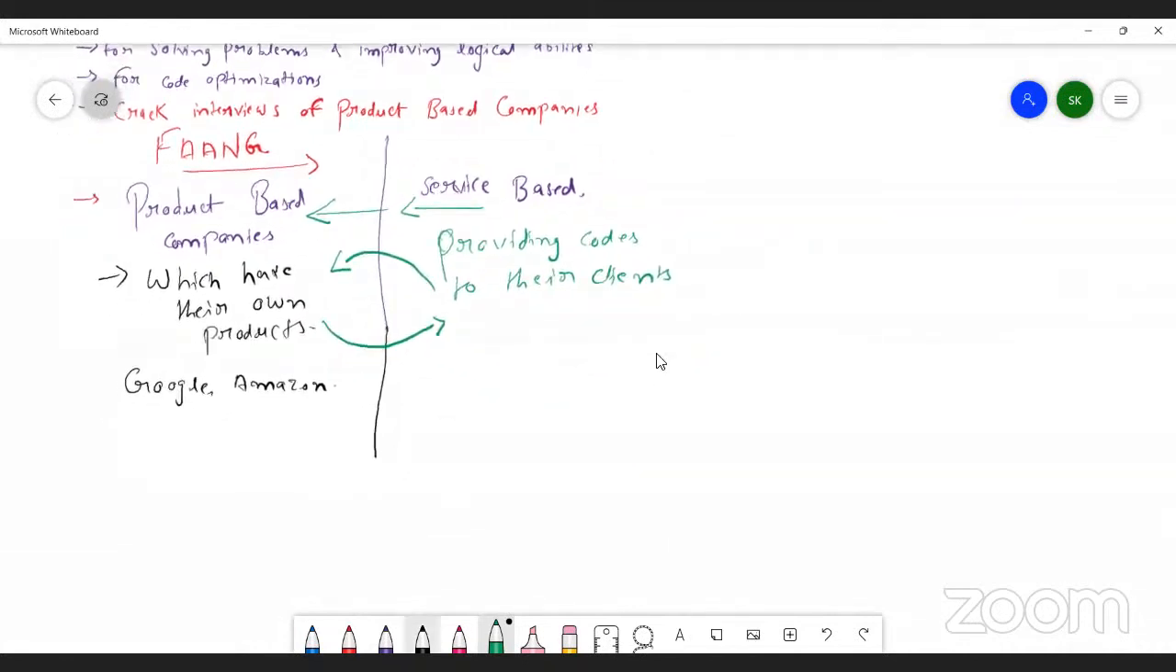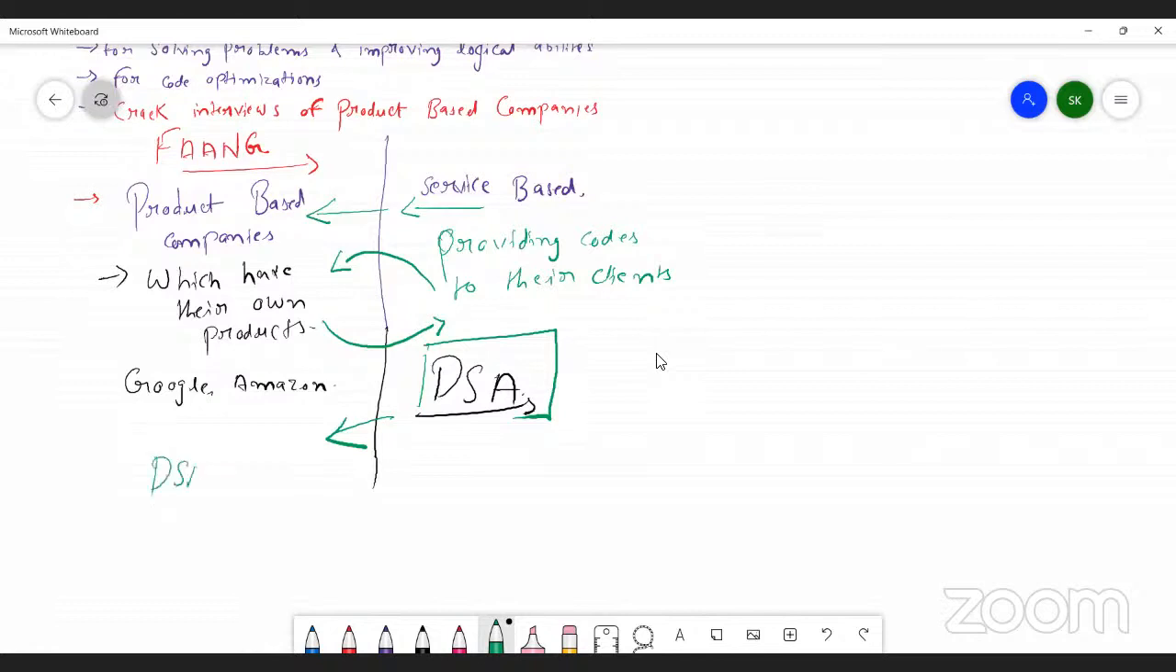I'm not going much into the depth of product based or service based, but I'm just saying that both these kinds of companies these days are very much into DSA. Any company you are interviewing for, if you say that you're good in DSA, they will definitely ask you questions in DSA. This can be a choice in service based companies. But in product based companies, any interviewer you come across asks you DSA, irrespective of whether you tell them that you know DSA or not. Is it clear?